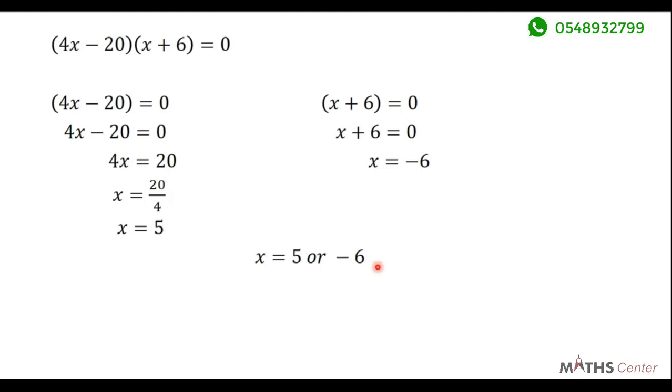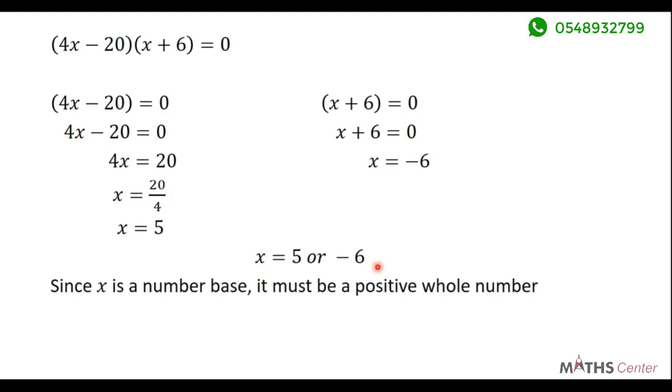Now, let's look at our question. In the question, x is a number base. Remember that it is 4, 4, 1 base x. So, x is a number base. Now, a number base must be a positive whole number. Since x is a number base, it must be a positive whole number. Number bases are not negative. We have not seen any negative number base here. So the number base must be a positive whole number.